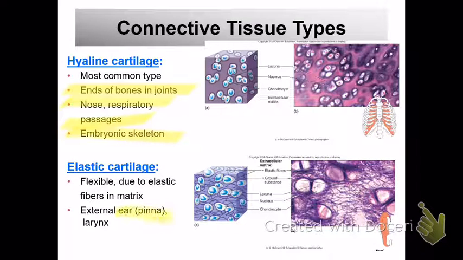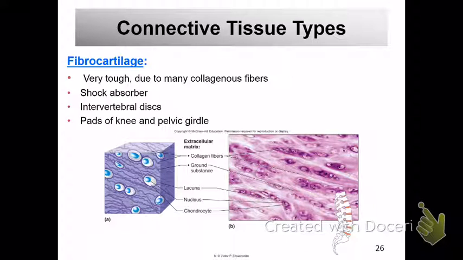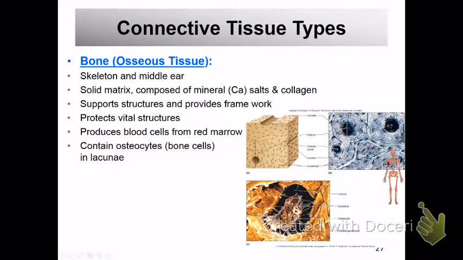Elastic is going to be the ear. Stretchy, flexible, ear and vocal cords. Ear and vocal cords. Okay, and then the third example of cartilage is fibrocartilage. Tough. So this one's a little bit tougher. Shock absorber. That's pretty important. And it's in between your backbone.